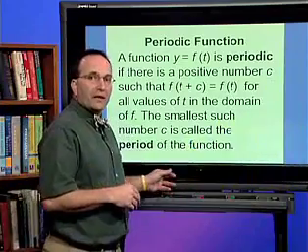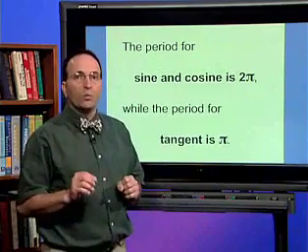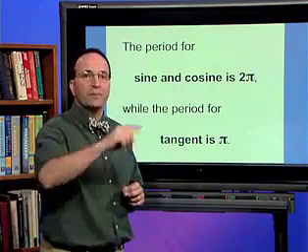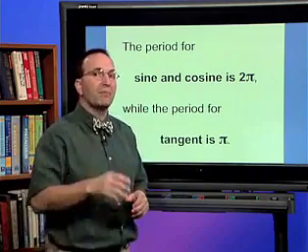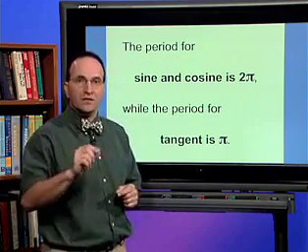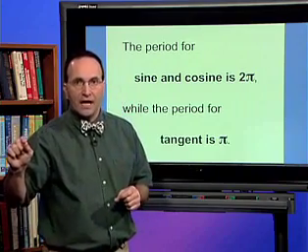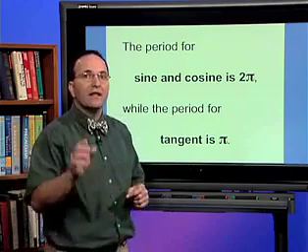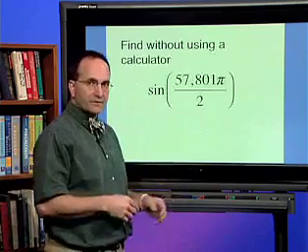Well, what about the periods? For sine and cosine, the period is 2 pi, which means it takes 2 pi, a full circle, and then those will begin to repeat themselves, while the period for tangent is only pi. And what that means is once you go around to pi on the circle and then start to go around some more, you will begin to repeat the values for the tangent. Let's try an example of this.